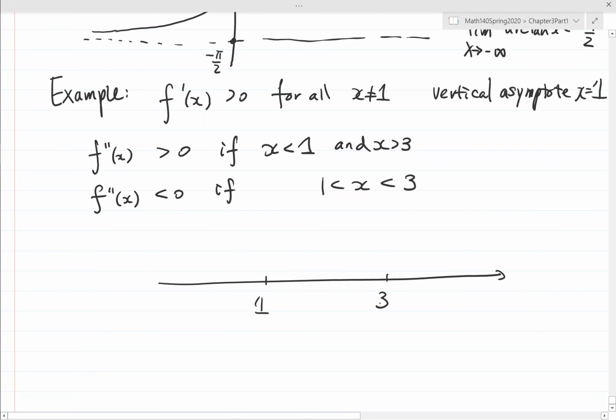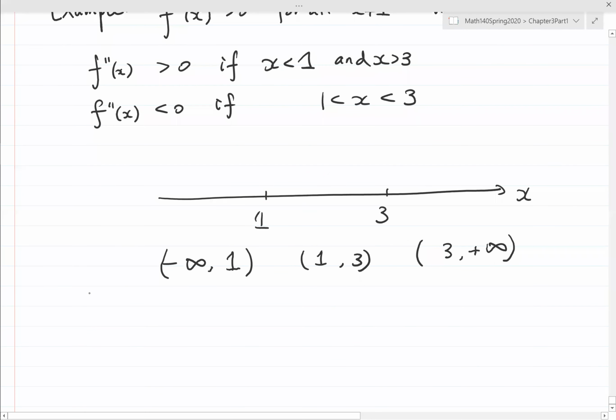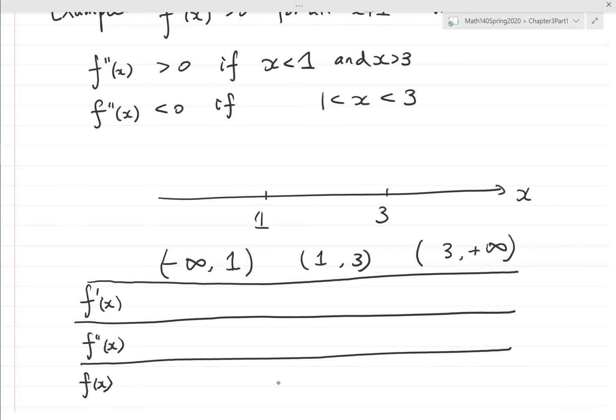These 2 points, 1 and 3, partition the x coordinate into three intervals: negative infinity to 1, 1 to 3, and then 3 to positive infinity. Look at each interval, the derivative and second derivative, and see f derivative, f second derivative, and f of x. Now you try to keep everything in a table.